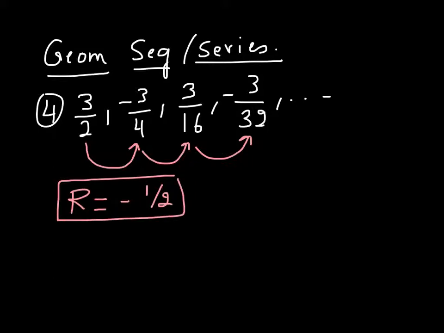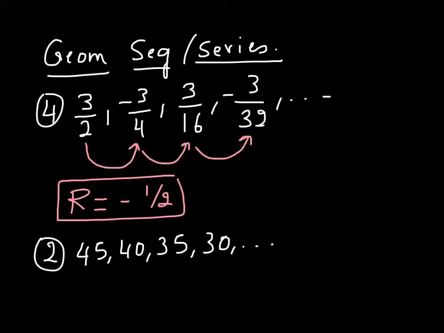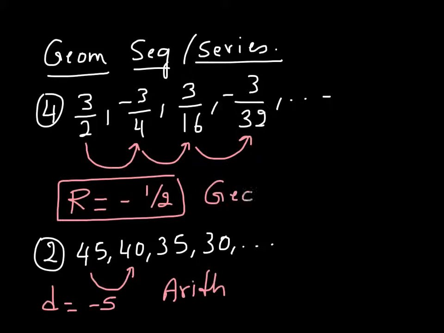As long as we have a common ratio, we call this sequence geometric. I do want you to look at number 2 though. In number 2, you have a sequence that goes from 45 to 40 to 35 to 30 and so on. In this sequence, you're subtracting 5, which we call a common difference, not a common ratio, and therefore this sequence is arithmetic and not geometric. So number 4 was geometric, number 2 was arithmetic.